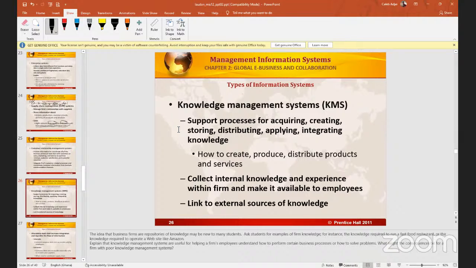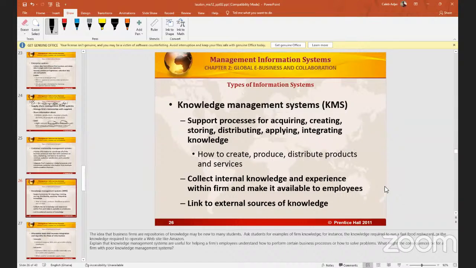So when it comes to cars and their problems, they have everything off head. Now, there is a type of information system that helps to collect information or knowledge of these types of people and store them for future use. Okay, their experience, how they've learned the system over the years. So it helps organizations to create, produce, and distribute products and services. It collects internal knowledge and experience within the firm and makes it available to employees.